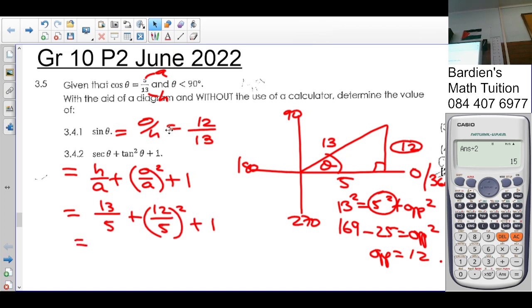From there, I can just punch that in the calculator. 13 over 5, plus 12 over 5, squared, plus 1. That gives 234 over 25. Just check if that's correct. Yes, that's correct.